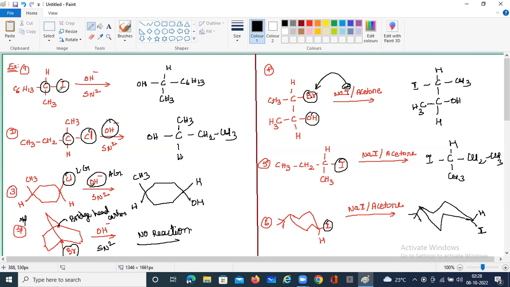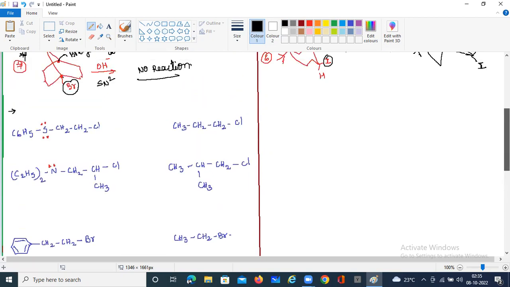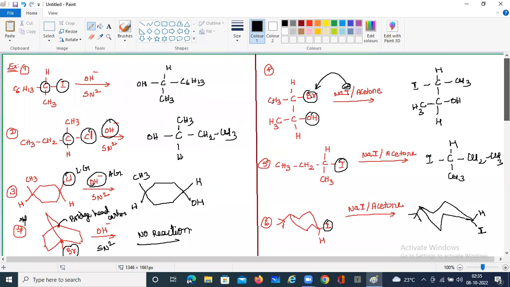Okay, so once again, please read carefully and check these 7 examples of SN2. Okay beta, let us see the next point within SN2. So these are the 7 examples we just practiced.